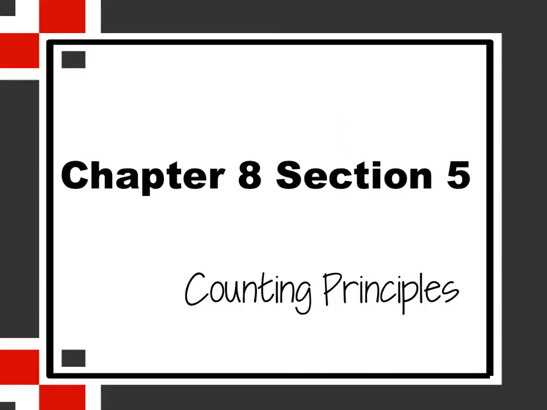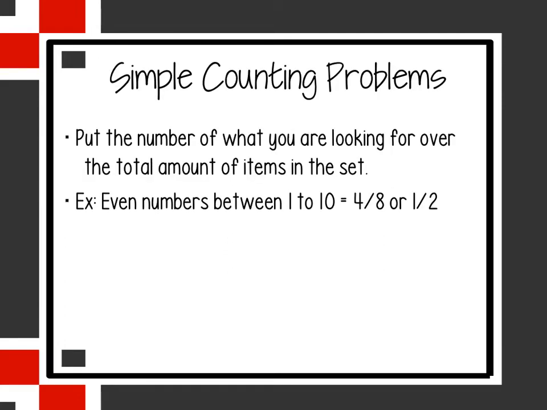So 8.5 is called counting principles. This is baby stepping our way into more probability. Today we're going to learn how to build the number of terms in a sample set, basically. And then we'll finish this tomorrow. But 8.6 is then finding the probability that events will occur once you know that set. So there's something called the simple counting problems.